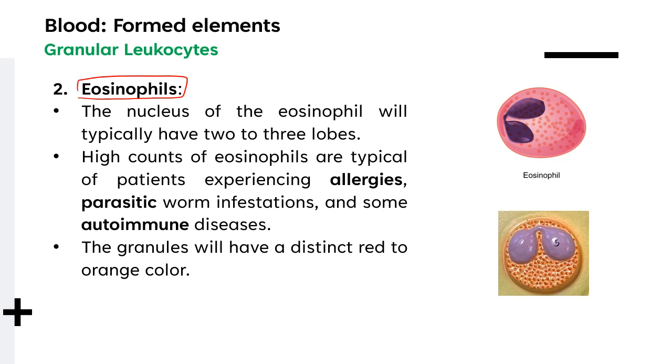Those eosinophils, what you need to look for here is the granules. Look at the granules. They have this orange or red color. Eosinophils increase in amount in your blood in patients with allergies or parasitic infections, also in autoimmune diseases.